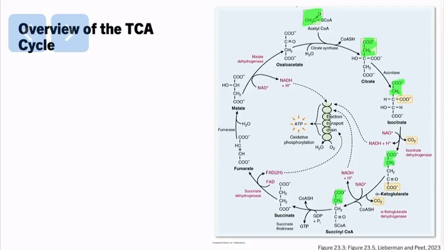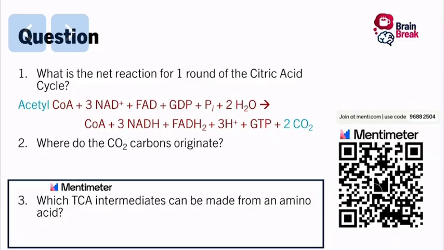This means that on the next round of the TCA cycle, those carbons that are coming from acetyl-CoA are likely to be lost in the second or third round of that TCA cycle. But in one round of the TCA cycle, those carbon dioxides are coming from oxaloacetate. The acetyl-CoA is helping to regenerate the oxaloacetate by replacing the 2 carbons that are going to be lost.